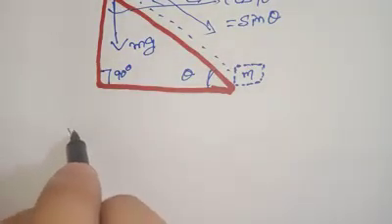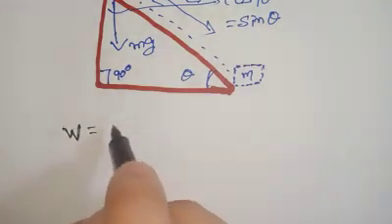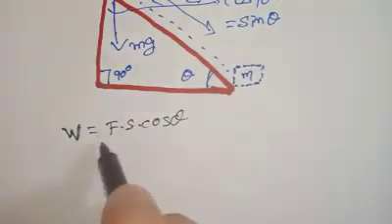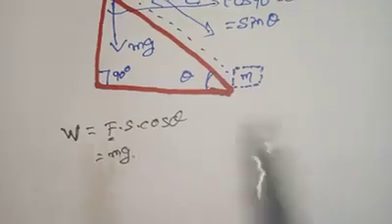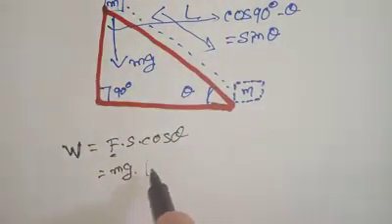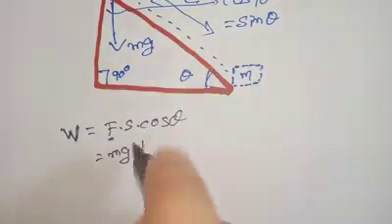So let me write the old formula which we have learned. It is W equals Fs cos theta. What is the force? It is mg. What is the displacement? L. This is the displacement which is slide down. So L. Okay. What is cos theta? It is sine 90 degrees.